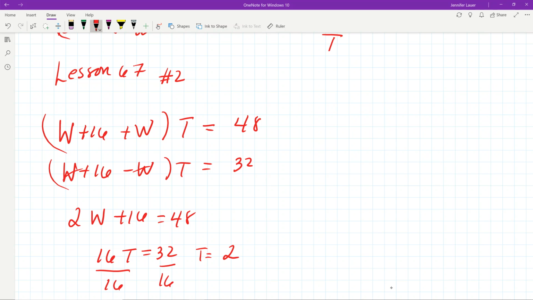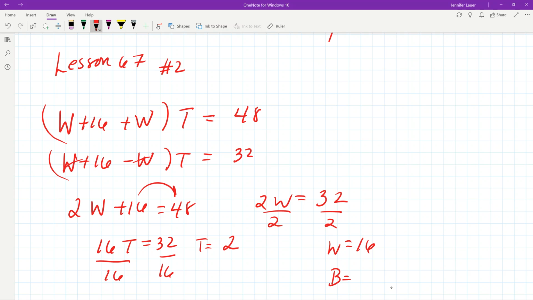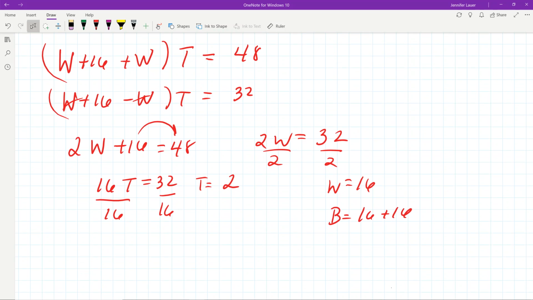And then we can plug this in here and we can say 2W is equal to 32. Divided by 2, divided by 2, our current runs at about 16 miles per hour. And it says, what is the speed of the boat? Well, remember the boat is going to be the water plus 16. So that's 16 plus 16 is equal to 32. And what is the speed of the current? So the water is 16 and the boat is 32. So that pretty much covers that.